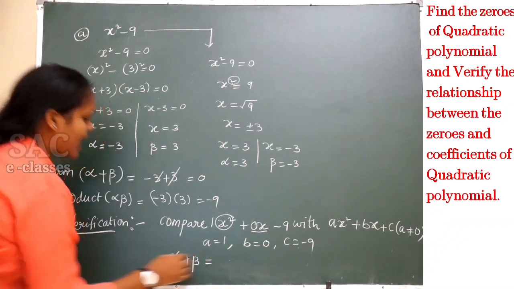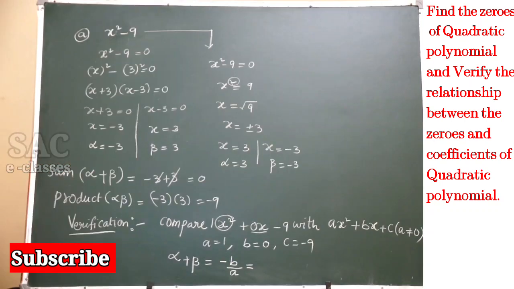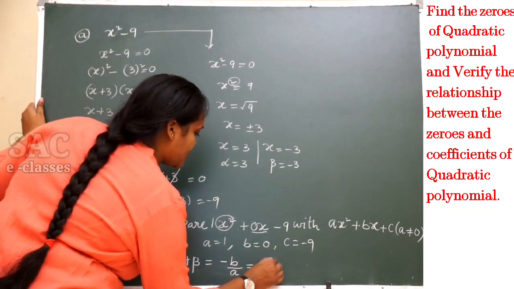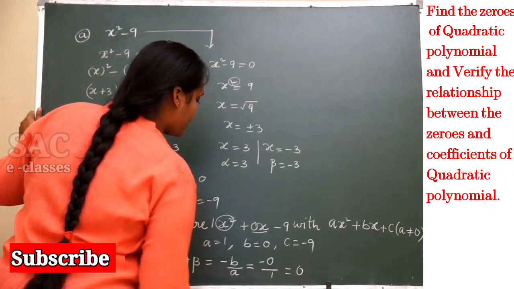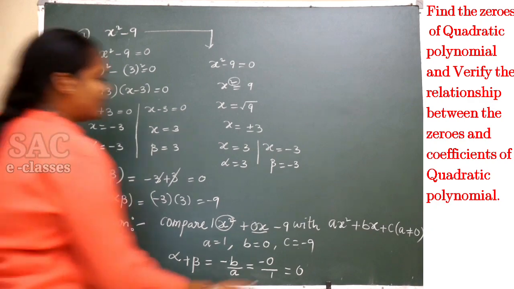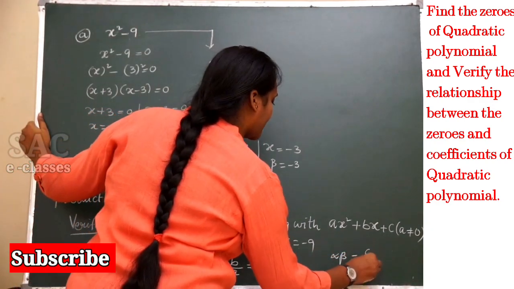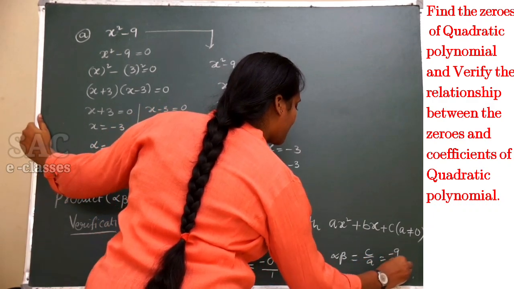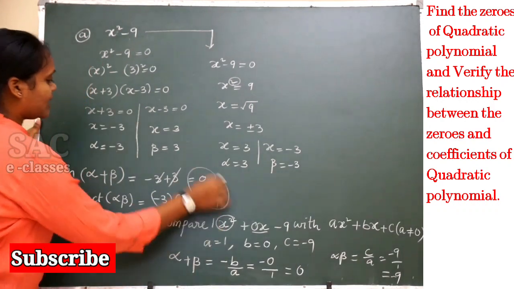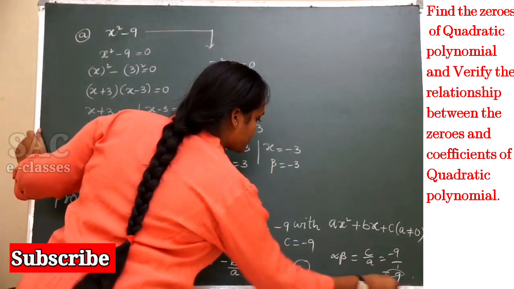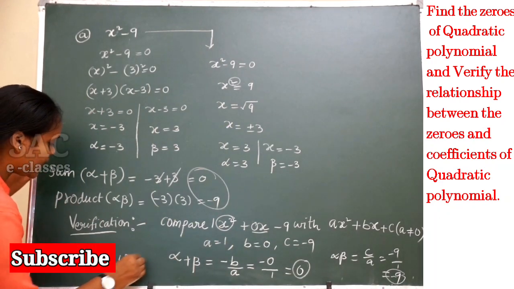As we know, alpha plus beta is minus b by a. What is minus b by a? Here minus b means minus 0, and a is 1, so it is nothing but 0. And one more thing, we need to verify the product. Product is equal to c by a, c means minus 9 by 1. The answer is minus 9. Have we got the same answer as when we did it normally? Yes. Even the relationship gives the same. So hence we verified.